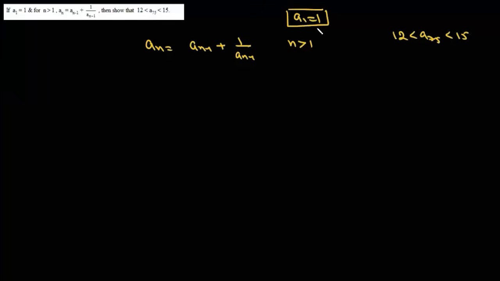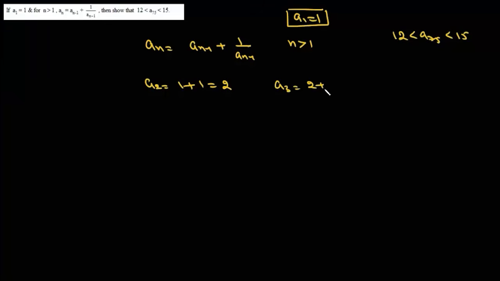Now here is the question. We are given this relation which is a_n equals a(n-1) plus 1 upon a(n-1) for all n greater than 1, and it is given that a1 is equal to 1. Now it says we need to show that a75 will lie between 12 and 15. Now a1 is 1. If we write a2, it is 1 plus 1. So a2 will be 2.